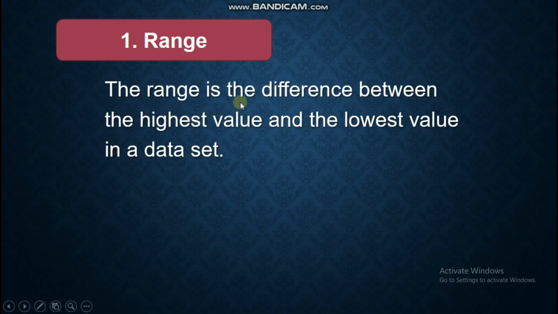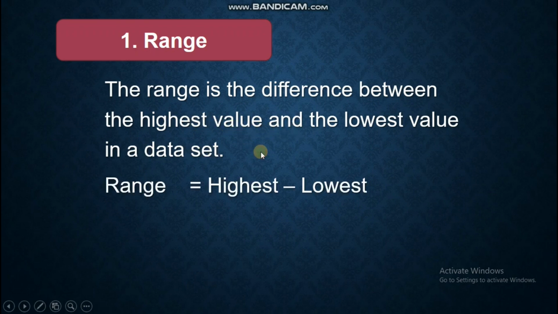The range is the difference between the highest value and the lowest value in a data set. Range equals highest minus lowest. Basically, it is just the difference between the highest data and the lowest data. So you have here R equals H minus L.